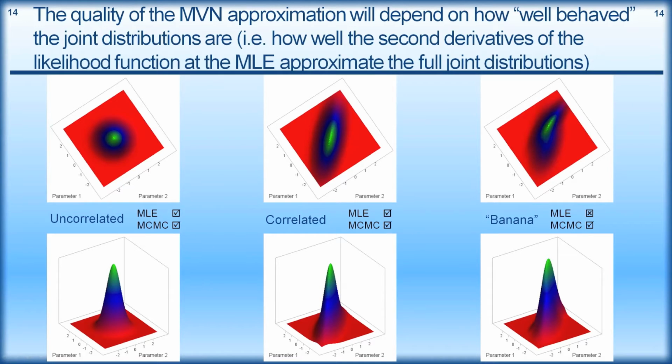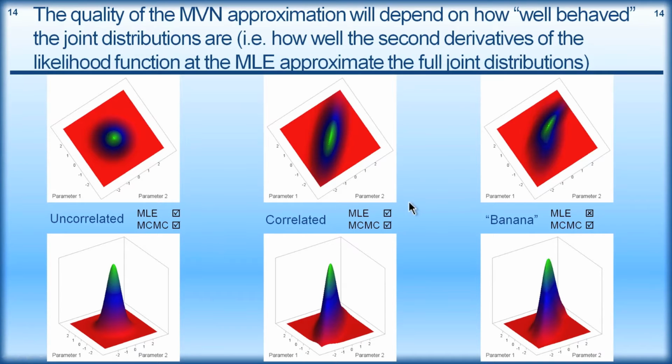I think it's worth noting that the quality of the multivariate normal approximation will depend on how well behaved the joint distributions are. What I mean by well behaved is how well the second derivatives of the likelihood function at the maximum likelihood estimate approximate the full joint distribution. Over here we have two parameters which are uncorrelated, so we can look from the top or from the side, and in this case maximum likelihood estimation would do great, as would Markov chain Monte Carlo if we were trying to map this joint distribution.